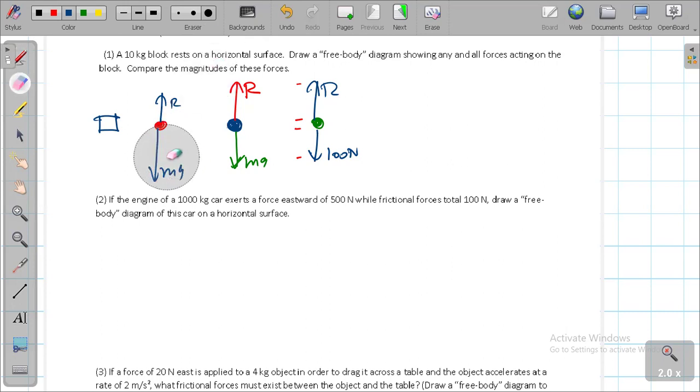If you have drawn it that way, if the whole mark is 3, you only get 1 mark. So you have to be really careful with the arrows. In this condition it is stationary, that means at rest, so the forces should be balanced. If something is higher, that means there is an acceleration. I hope you understand what I said.